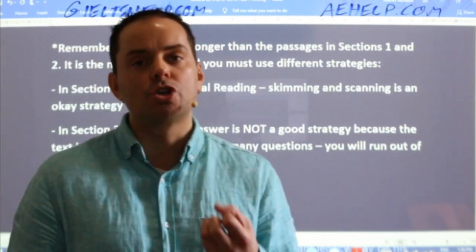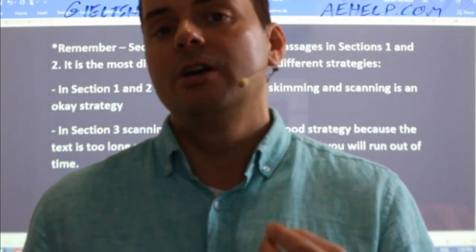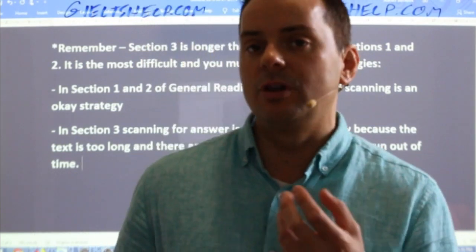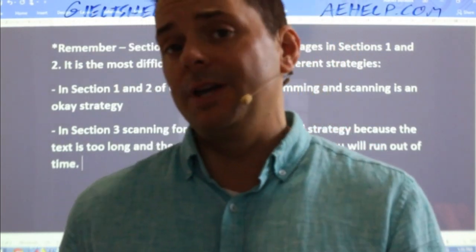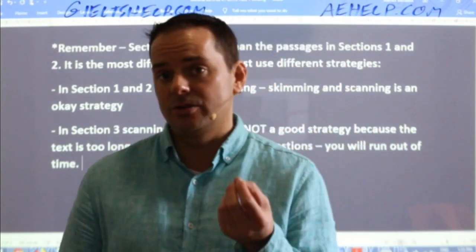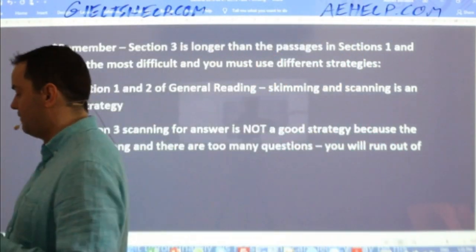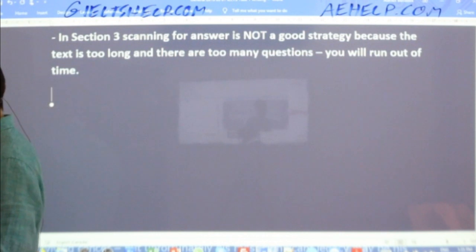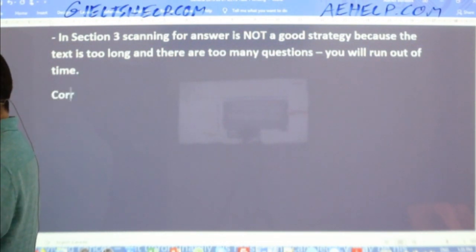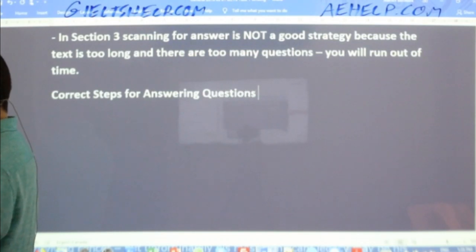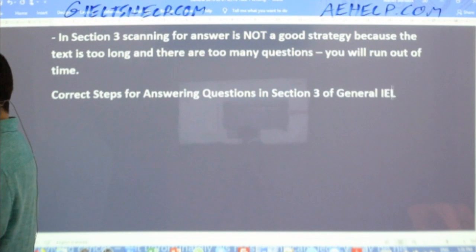So I'm going to show you some good strategies for Section 3 General IELTS reading. Number one is you have to read the text. You must read the full text. So let's step back and begin with the correct steps for answering questions in Section 3 of General IELTS reading.